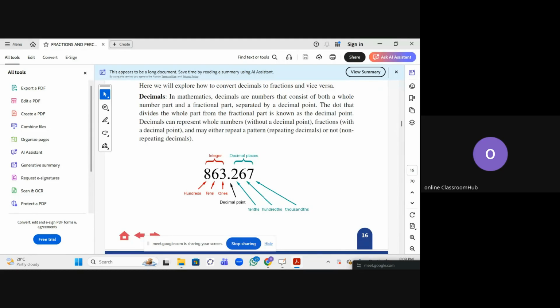So 863 is the whole part, the point is the decimal point, and also 267 is our fractional part. So this is a decimal number.